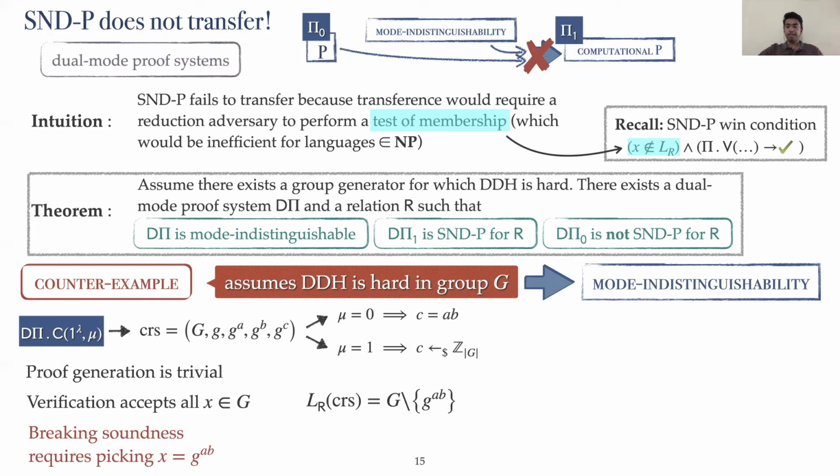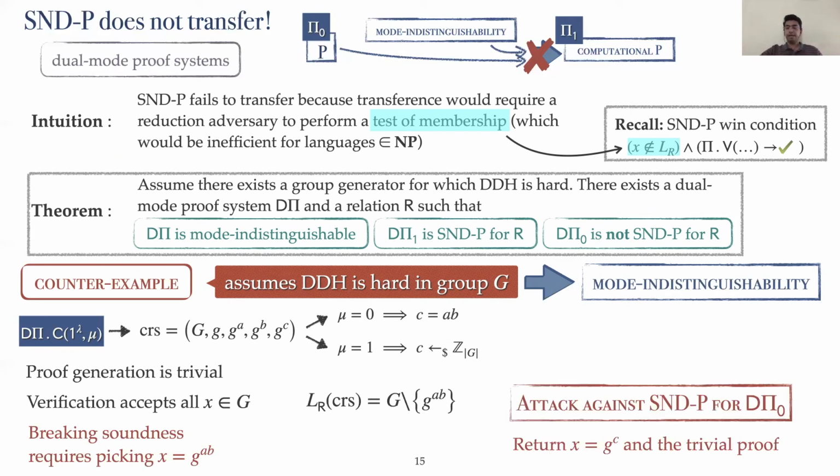We now look at the attack against SNDP when mu equals 0. Notice here that the CRS itself contains g raised to ab. Therefore, the adversary can simply return that value picked from the common reference string along with a trivial proof and then break soundness with probability 1. When mu equals 1, we show that we can reduce the SNDP property to the DDH assumption in the group.